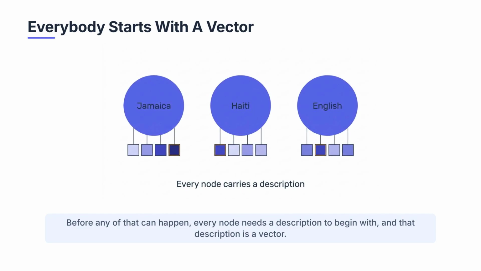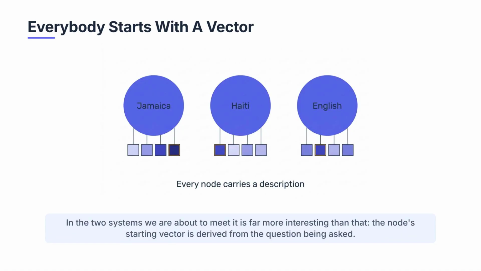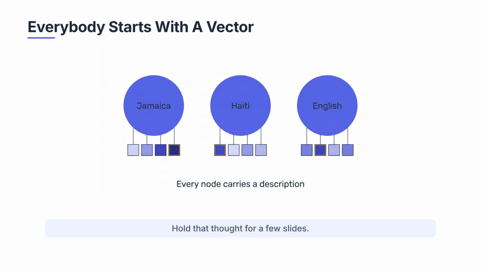Before any of that can happen, every node needs a description to begin with, and that description is a vector. In classical graph learning, it might be a one-hot identifier or a hand-built feature list. In the 2 systems we are about to meet, it is far more interesting than that. The node's starting vector is derived from the question being asked. Hold that thought for a few slides. For now, node in, vector attached.